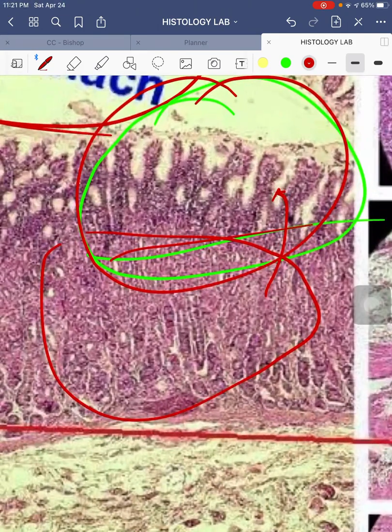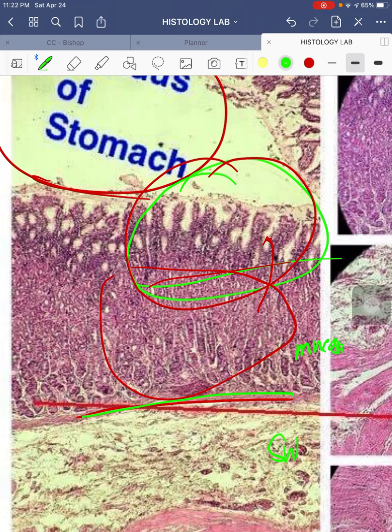It just didn't say which particular region. But again, your lamina propria can contain lymphoid cells and have lymphatic regions or lymphoid follicles. Next is the muscularis mucosae here. Again, the single layer of smooth muscle. Okay, and it delineates your mucosa layer from your submucosa.